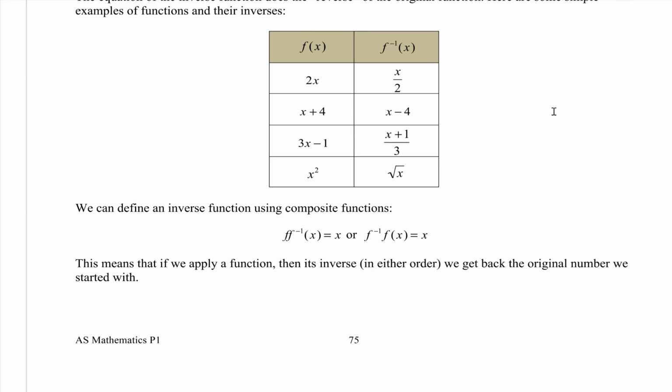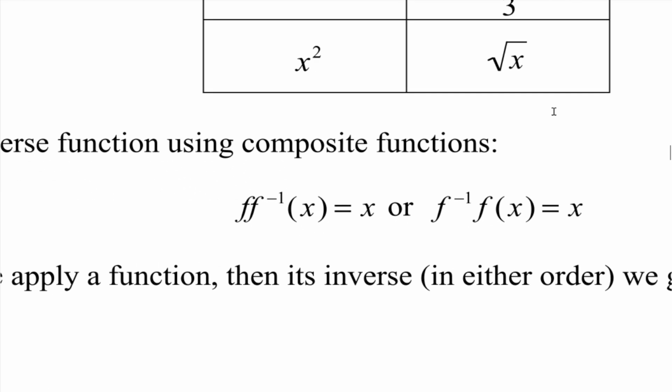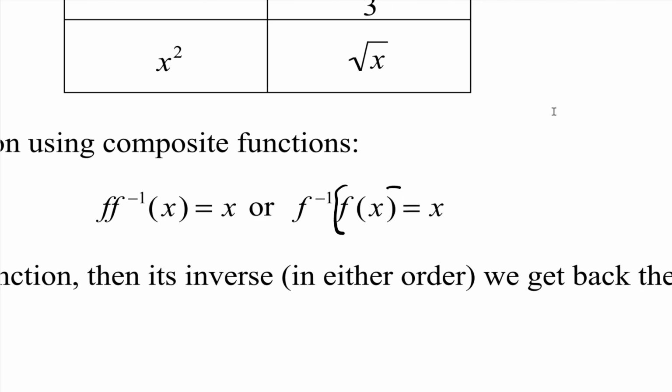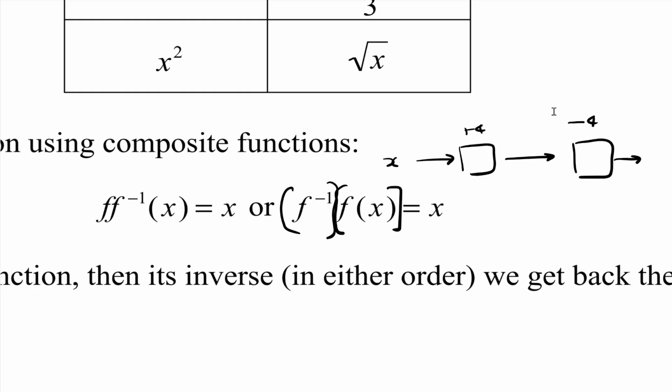You can define it also just using composite functions. If we apply the function and then the inverse, we're just going to get back to the original number, or the other way around. If we do the inverse first and then apply the function, we're going to get back to the original number. So think of it, if you had a function where you added 4 and then you applied a function that subtracted 4, whatever number you put into here, you're going to get that number out that you originally had. And it doesn't matter which is the original, which is the inverse, and which order you do it in here. That could be used as a definition of what the inverse function is.